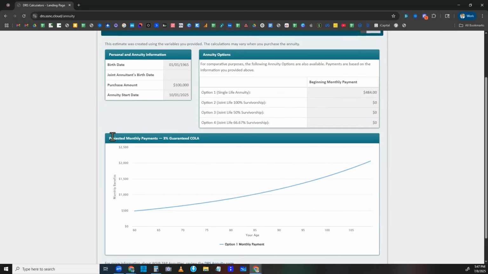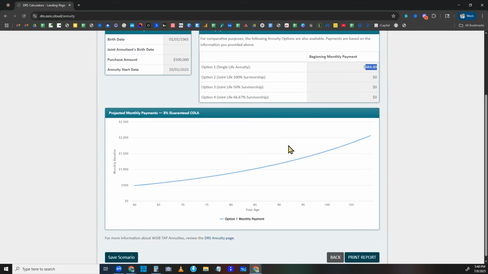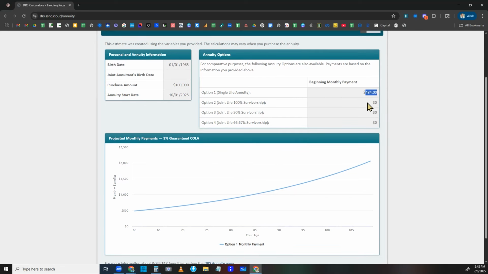All right. So in this example, someone that turns 60 this year in 2025 would get about $484 for $100,000. Right. So that's actually 484 per 100,000. So if I were to go back and say, hey, 200,000, this would be double. You expect to get twice this amount here. You'll see that they have survivorship options on here because they didn't list the spouse. They didn't calculate these for me. They're going to be 0.